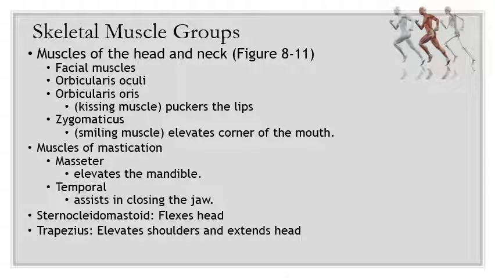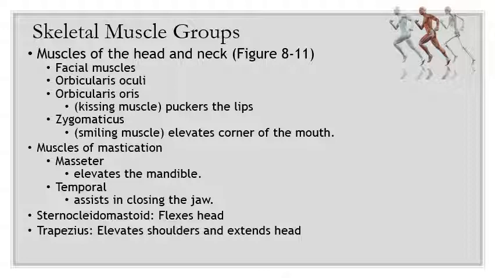Okay, let's take a look at some of the muscle groups. So let's start with the head, because that's usually the best place to start. And you have facial muscles, and you have neck muscles. Well, the facial muscles are like your orbicularis oculi, orbicularis oris, which is your kissing muscle. That's the one that puckers your lips. And the zygomaticus, which is your smiling muscle, and it elevates the sides of your mouth.